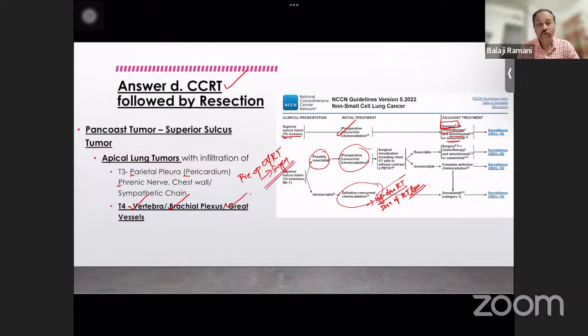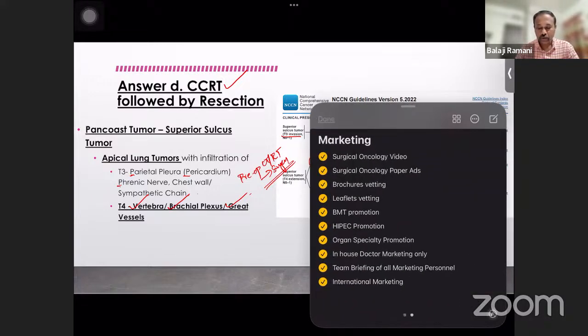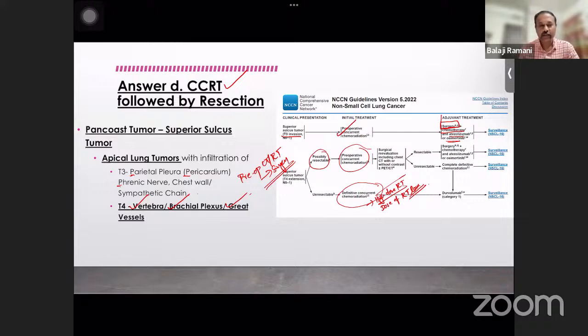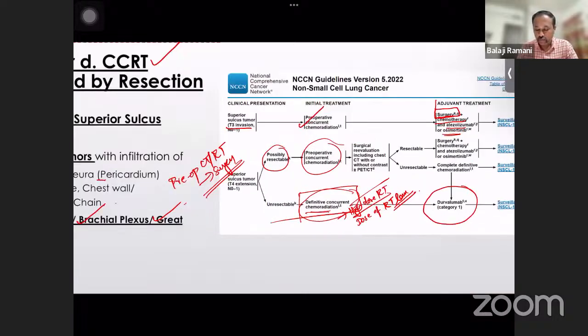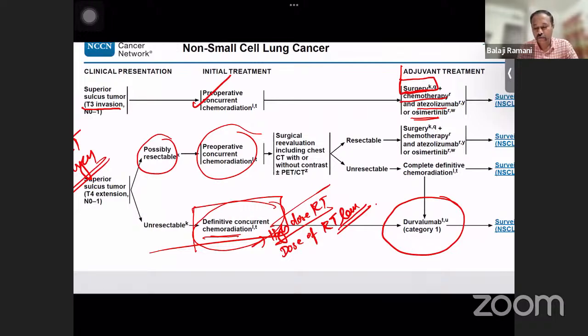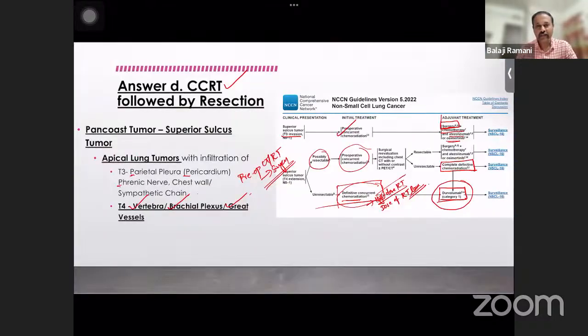Even in stage 4, T4 disease, we can still consider a preoperative chemoradiation, because even the vertebra can be resected, you can put a cage and replace it. The brachial plexus can be reconstructed, and the same applies to the great vessels. But in cases where it is clearly unresectable, you go for a definitive concurrent chemoradiation, and keep the patient on follow-up, hoping for a response. In case of definitive chemoradiation, remember, my friends, post-operatively we have to go for durvalumab. So whenever a definitive chemoradiation is given, durvalumab will be the drug given for management of NSCLC.